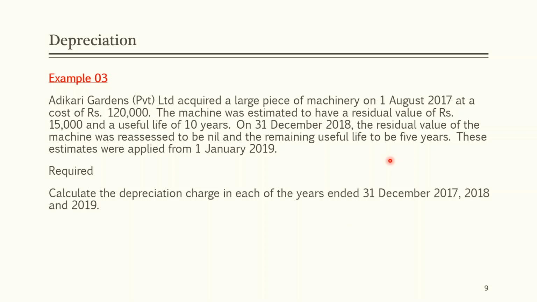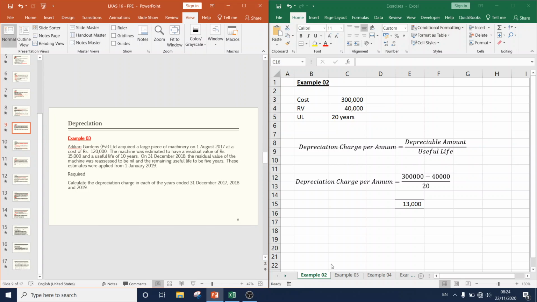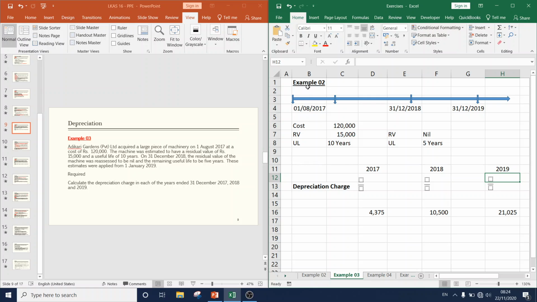We have another example. Example number 3.